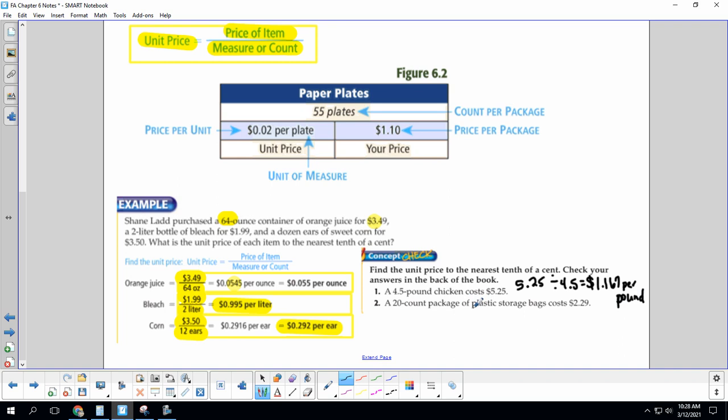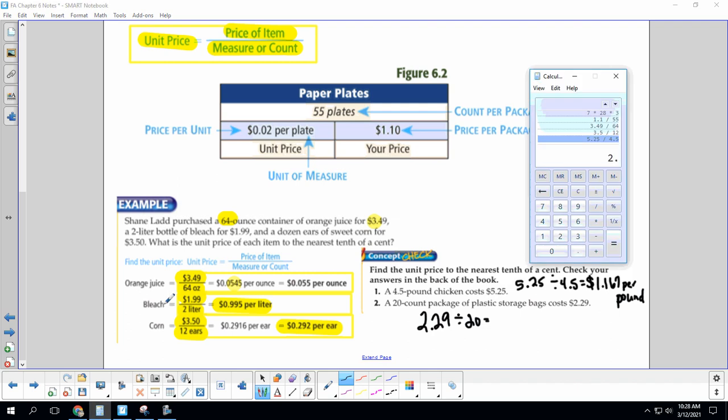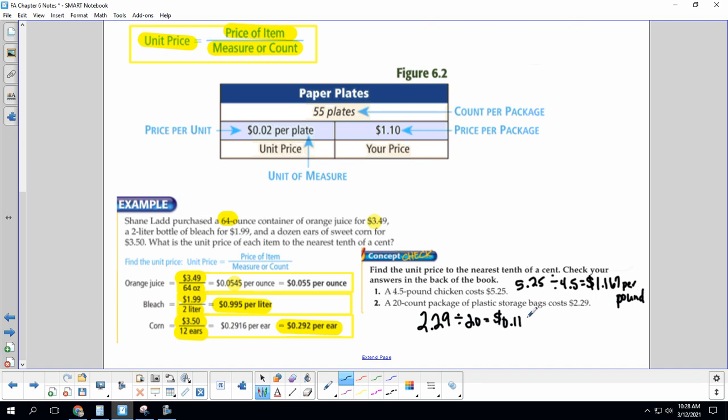Okay, a 20-count package of plastic storage bags is $2.29. We're going to divide that by 20. Those plastic storage bags. It's 0.1145. We're going to round to this 4 because the 5 is right behind him. It's going to round up to 5, so 0.115. And that is dollars per bag. So it's like 11 cents per bag to buy a plastic bag.